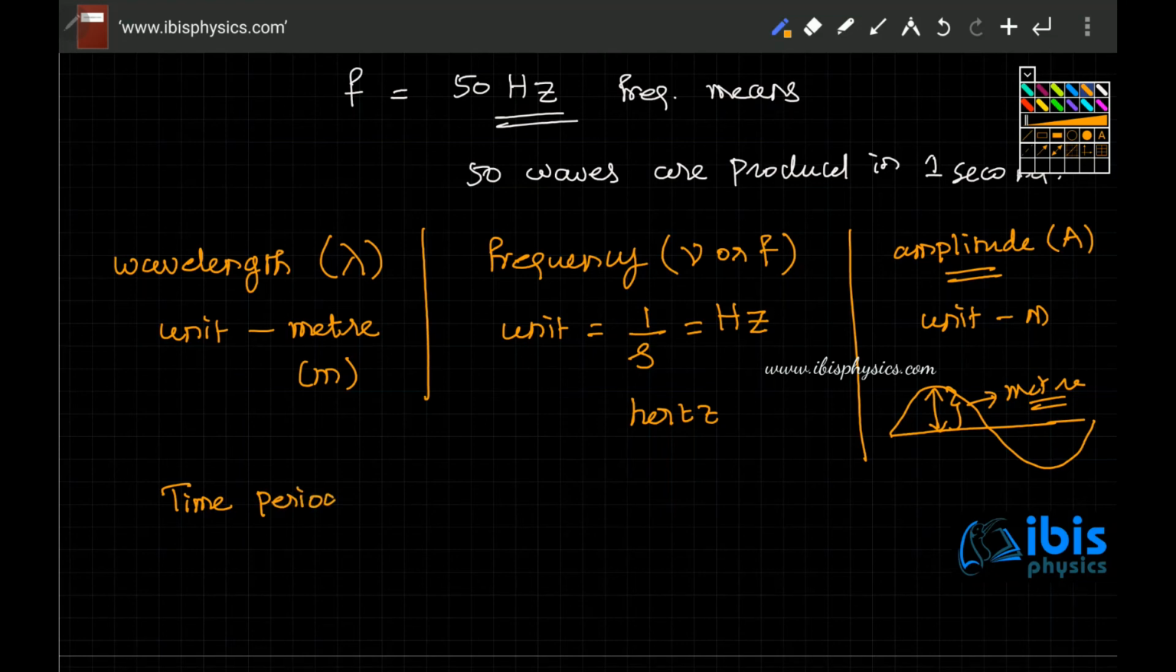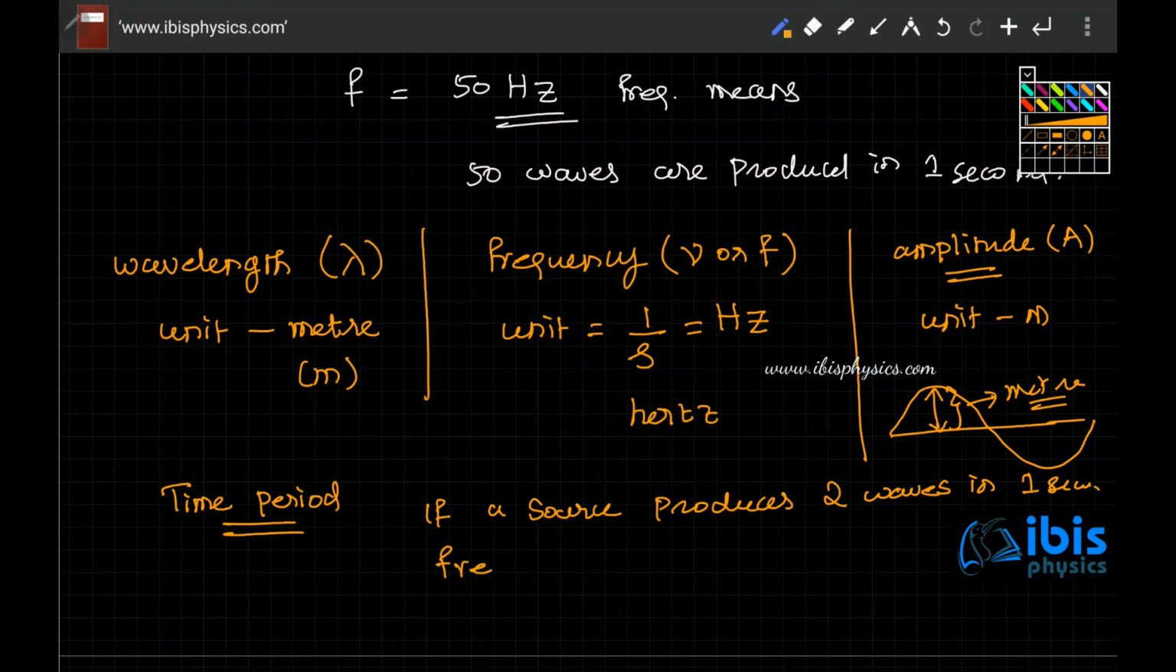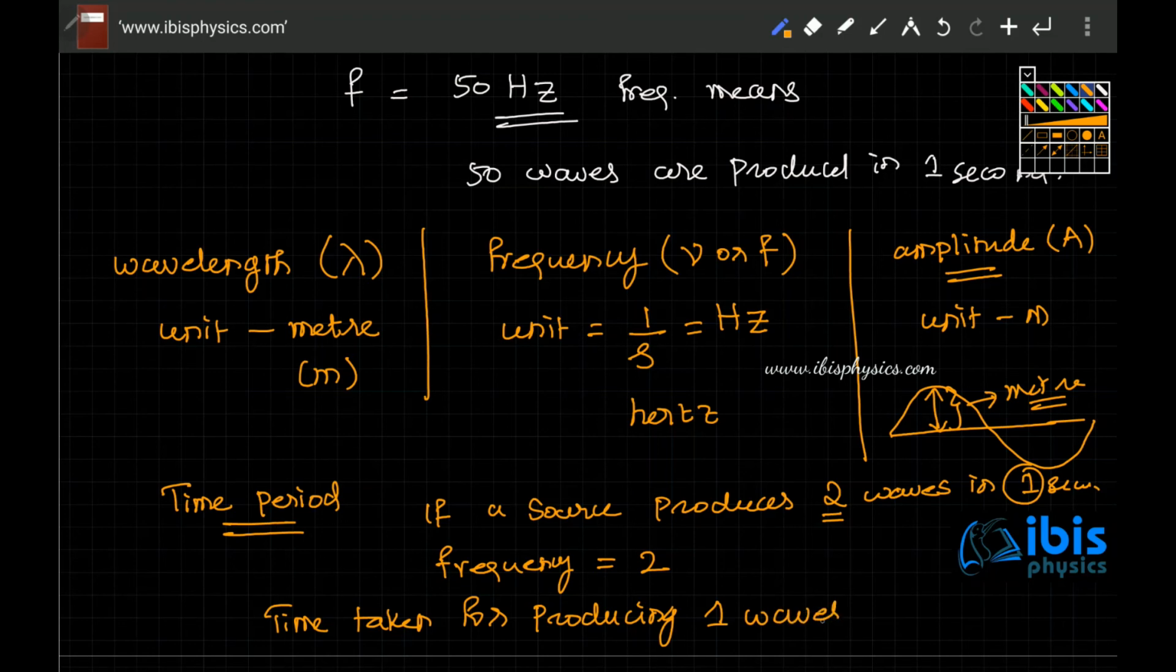What is time period? Suppose a source produces two waves in 1 second, frequency is equal to what? Frequency is number of waves produced in 1 second. So frequency is 2. If 1 second is taken for two waves, then time taken for producing one wave is just half a second. If frequency is 2, time period is 1/2.